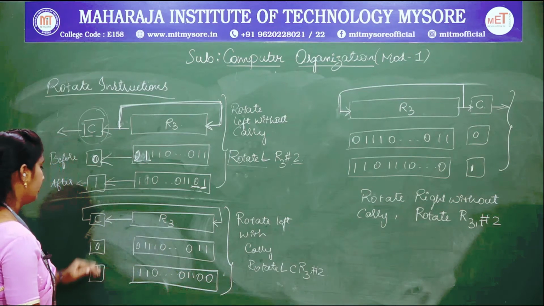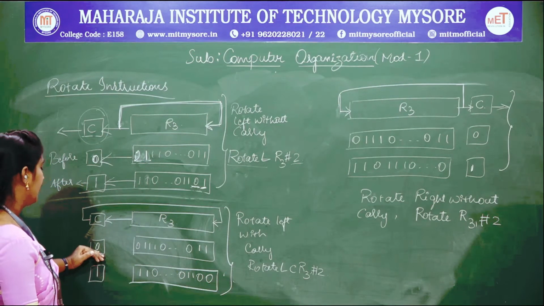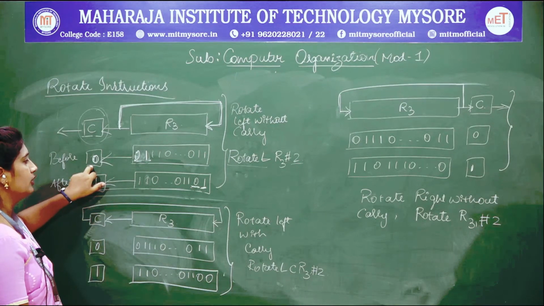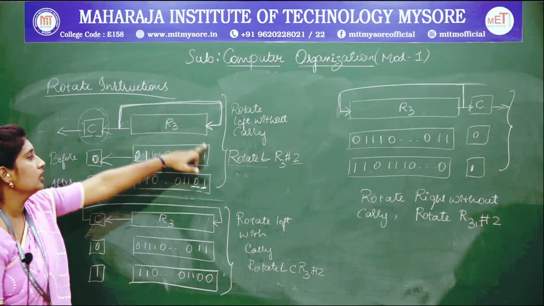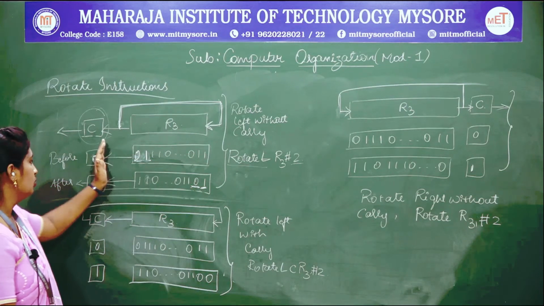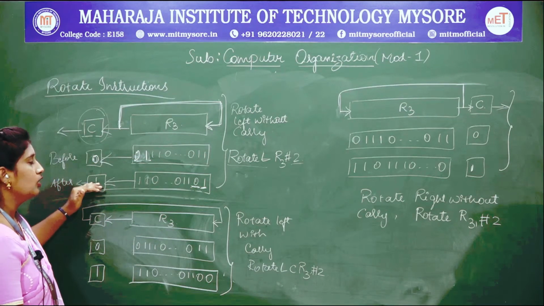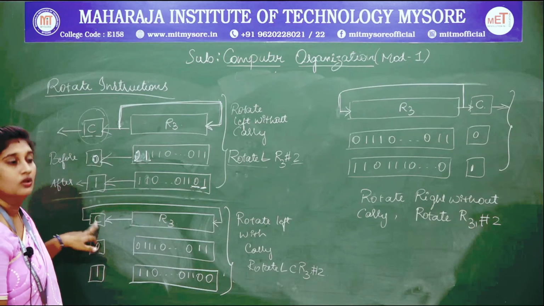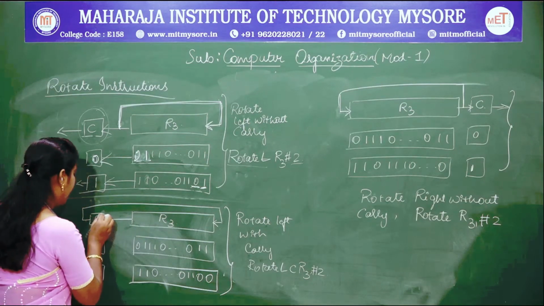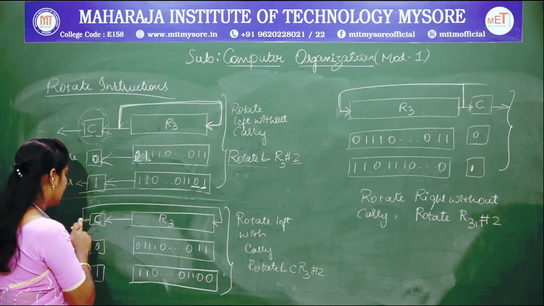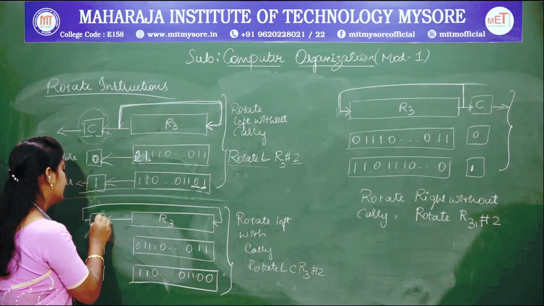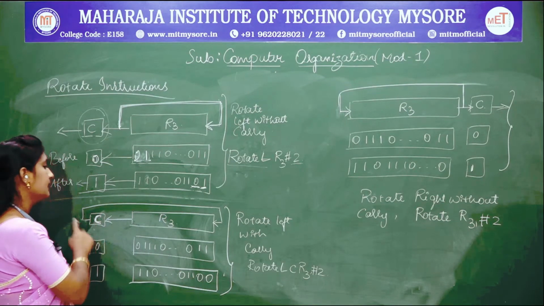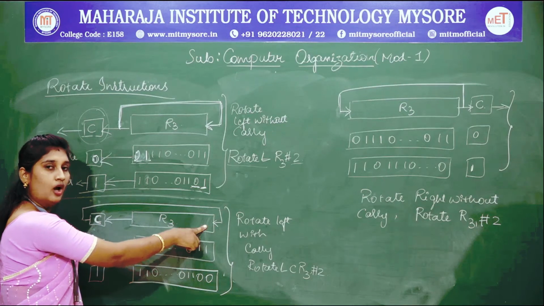It operates the same way, but I need to consider the carry bit also. So here, before, this 0 bit did not get rotated back to my operand, so it got wasted or lost. But now I need to consider the carry flag also. So that is why my general format considers the carry flag also in the first bit position itself. Whatever bit is present here will be rotated back to my operand.